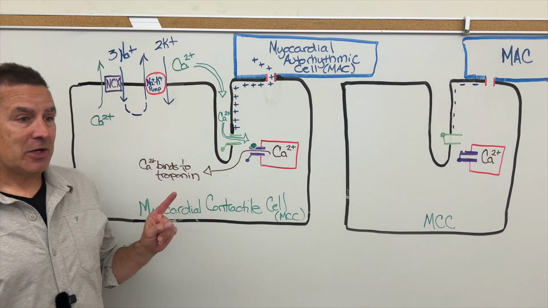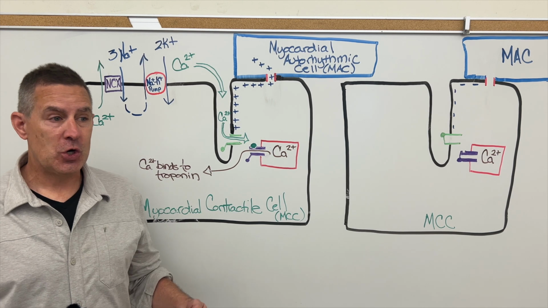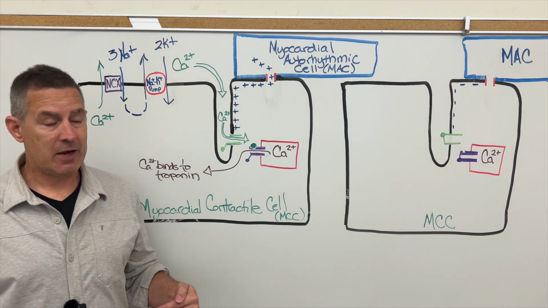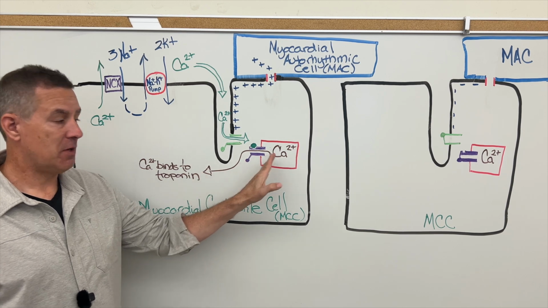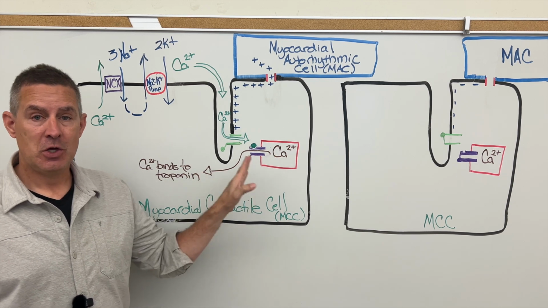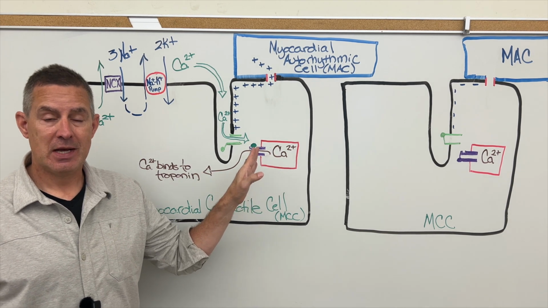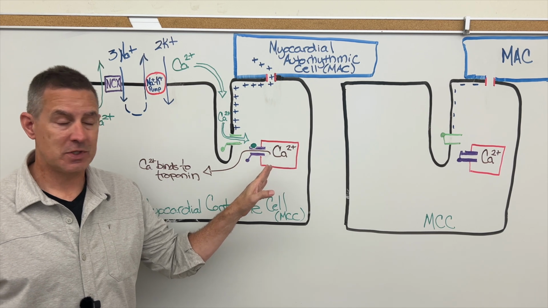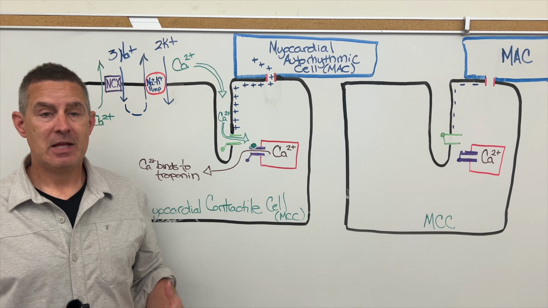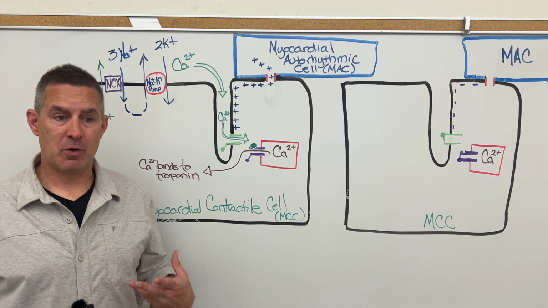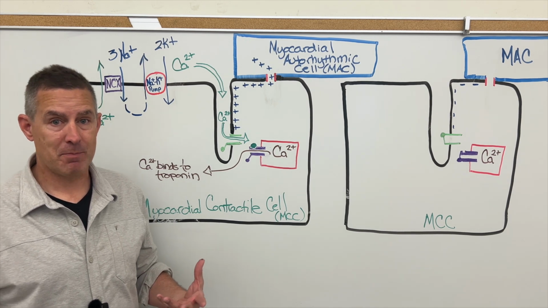Like skeletal muscle, there are pumps returning ions back to where they came from. So there's going to be a calcium ATPase that pumps calcium back into the sarcoplasmic reticulum to maintain calcium's high concentration in the sarcoplasmic reticulum. There's also going to be a sodium-potassium pump that restores or maintains the chemical gradients of sodium and potassium.